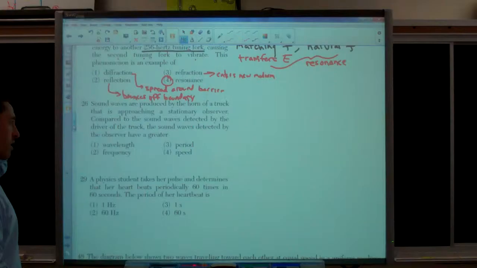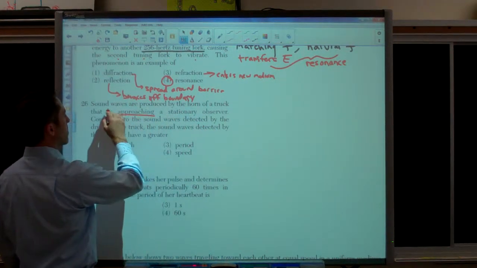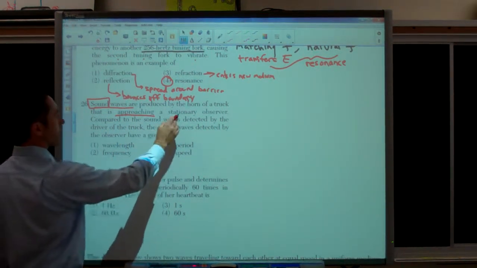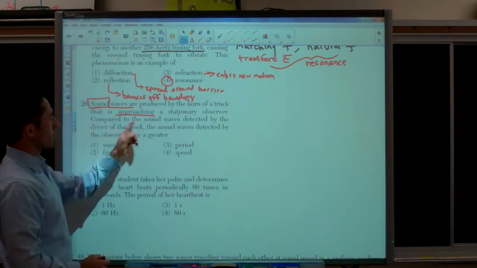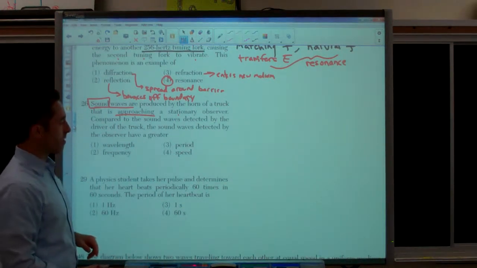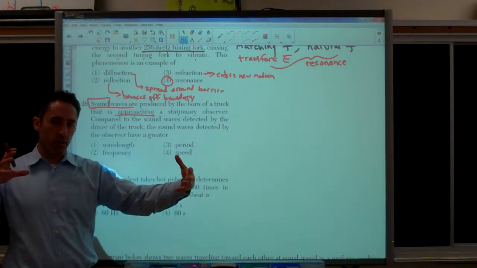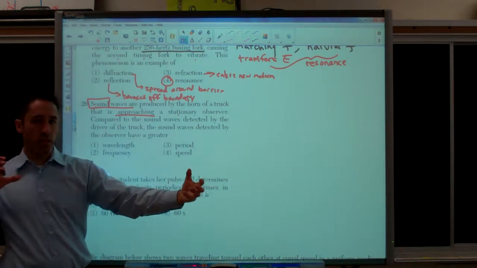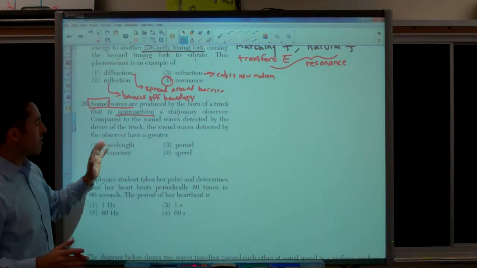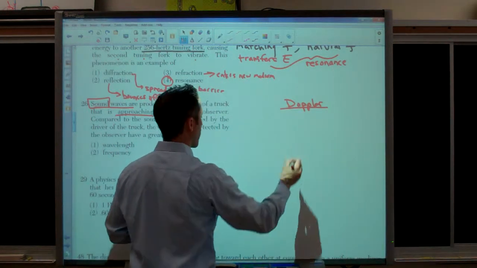26. Sound waves are produced by the horn of a truck that's approaching. So we have waves, it happens to be sound, they are approaching a stationary observer. Okay, so compared to the waves detected by the driver, the waves detected by the observer. So this should give you an idea of, wait a minute, when there's either sound or light and two objects are either approaching or receding or sitting still, there's some sort of adjustment in the frequency here. This is a Doppler effect problem.